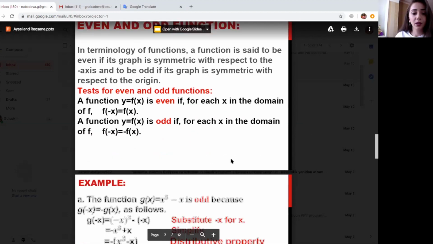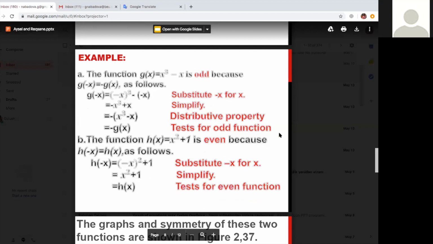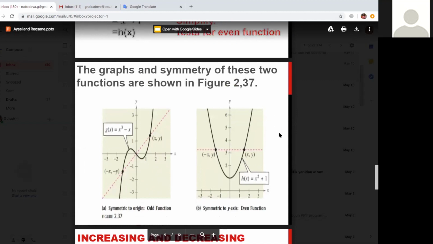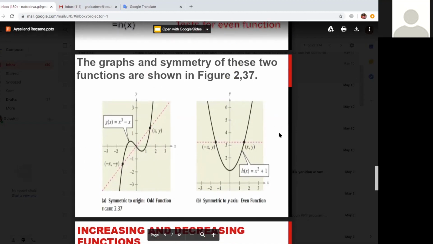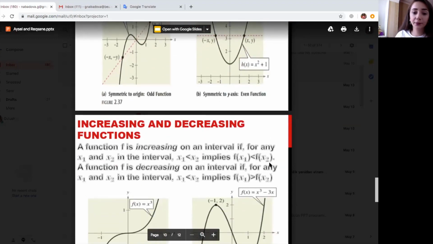Great. This is the example of the function g(x). The graphs and symmetry of these two functions are shown in the picture. This is the graph of f(x) equal to x cubed minus x, the first one. This is an odd function, and the second one is an even function, x squared plus 1. Great.